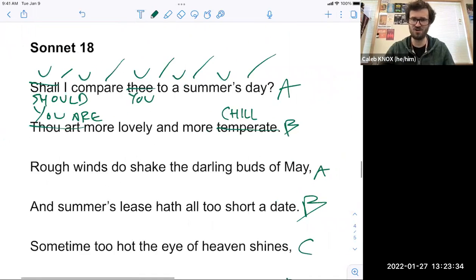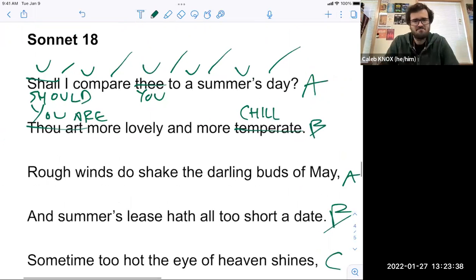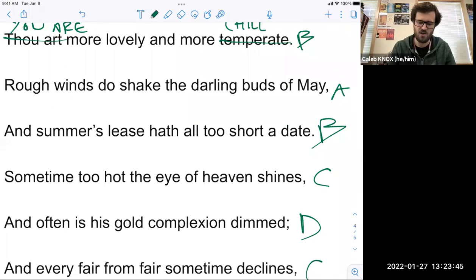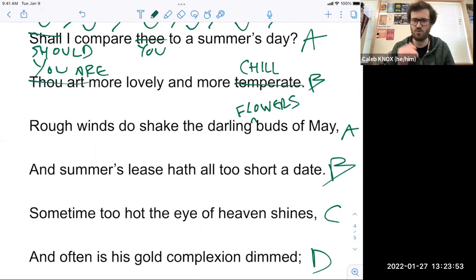Not too hot, not too cold, not easy to anger, etc. Just a good hang, right? Rough winds do shake the darling buds of May. When we're talking about buds, we're talking about those young flowers. We know that wind shakes the young flowers, the darling buds in the month of May.